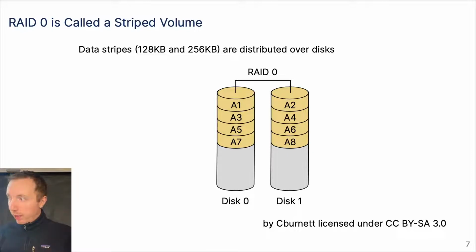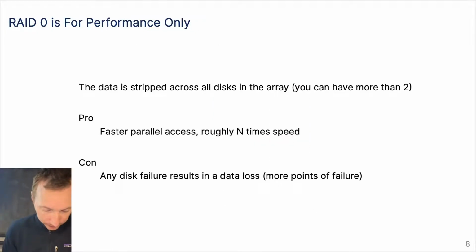So if I'm writing out all 8 chunks, I can send 4 of them to one drive, 4 of them to the other drive, so I'd have double my write performance. If I want to read that file, I read 4 chunks from one drive and then 4 chunks from another drive, so I would double my read performance as well. And this can scale up to as many disks as you would like. You could do this with 3 disks, 4 disks, 5 disks, however many you have. So this is going to be faster parallel access. Both reads and writes are essentially going to be n times faster, where n is the number of disks.